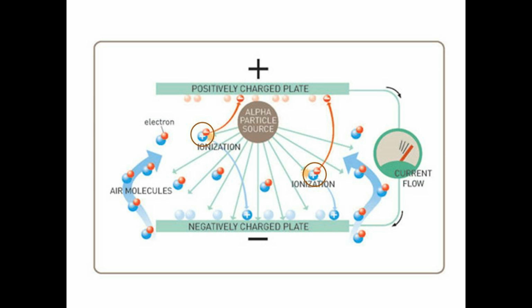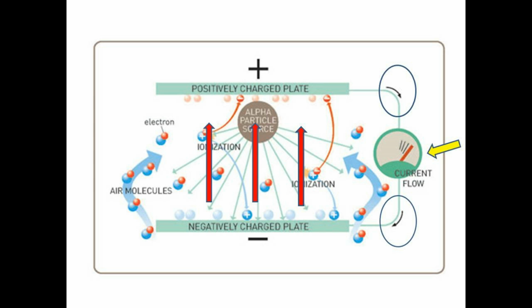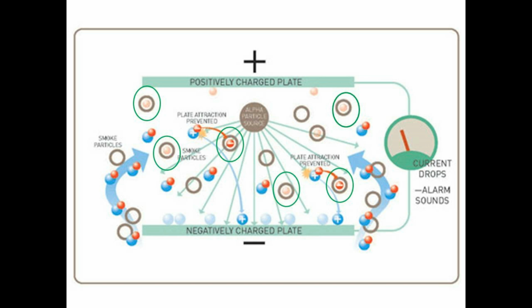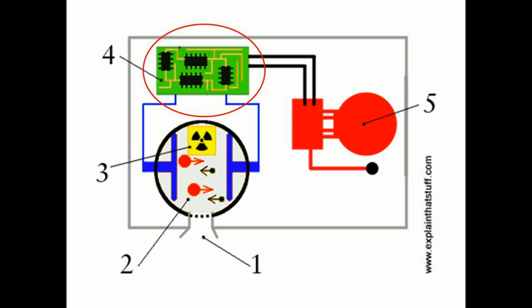These ions allow a small current to flow from a negatively charged plate to a positively charged plate, located about 1 centimeter apart. When smoke attaches to the ions and makes them neutral, the resistance of current flow between the two plates increases. A small IC microcontroller recognizes these differences and sets off an alarm.